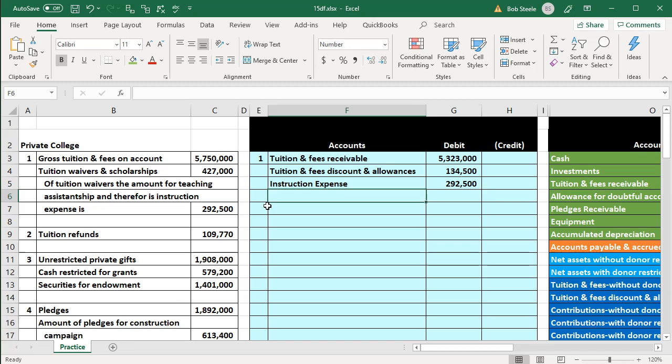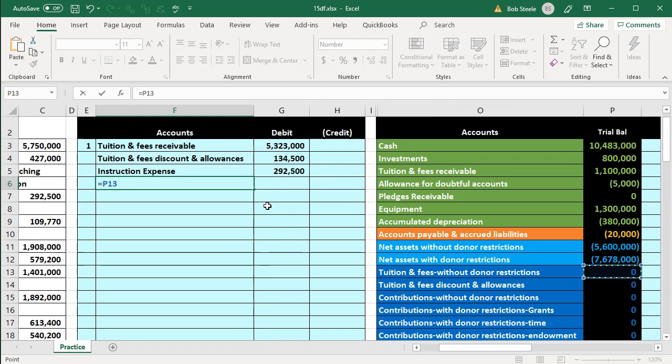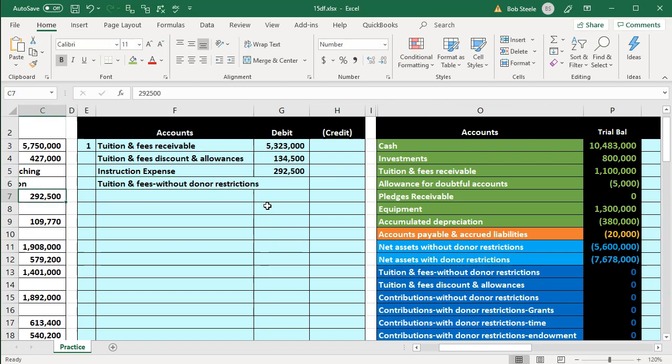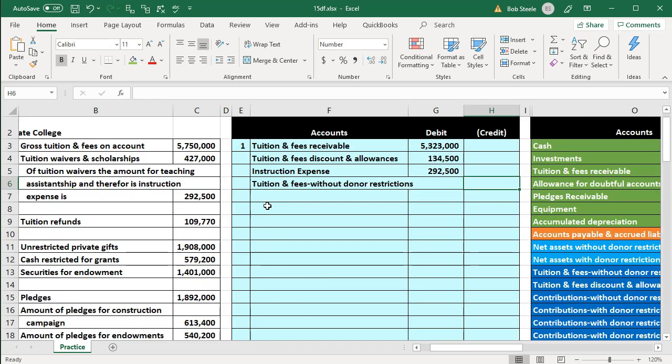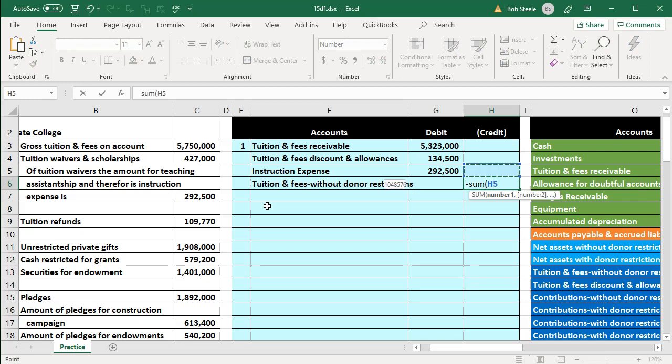So then the total for the credit, the credit being the income type of account, is going to go to tuition and fees without donor restriction. Tuition and fees without donor restriction, that will be then the credit. We are in cell H6, negative sum of these accounts, giving us the 5,750,000. That, of course, equals this number up top. Okay, so now we're going to record this out.